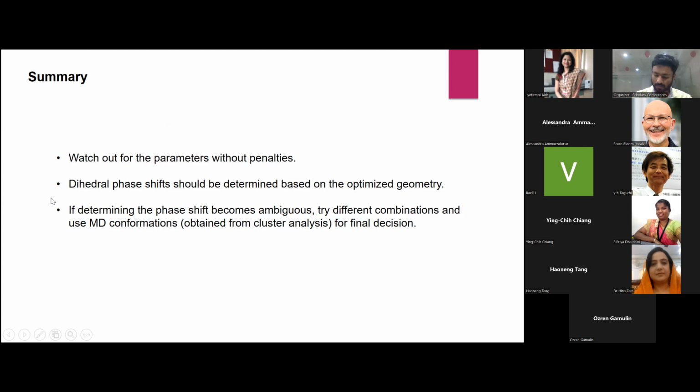And what I didn't show you previously is that if you encounter cases where the equilibrium geometry gives you an angle that is in the middle of two possible phase shifts, then one should try different combinations and use MD simulation for the final parameterization to make the final decision.